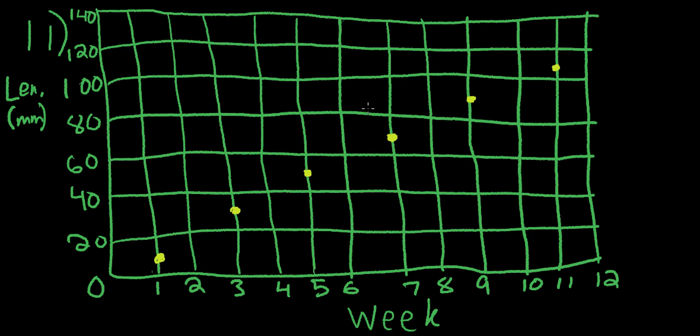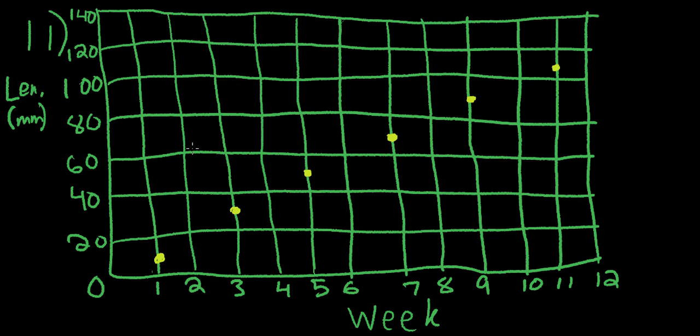So, a biology teacher graphed the length of a fish over time, and the results are shown above. If L represents the length of the fish in millimeters, and W represents the number of the week, which of the following equations best describes the data shown? Okay.